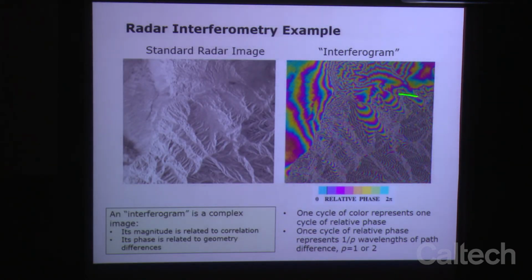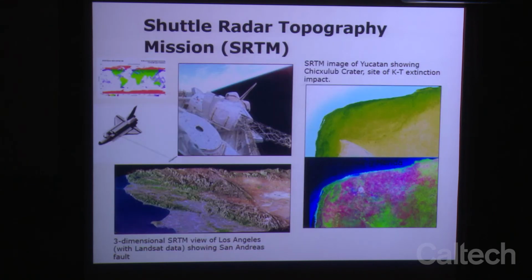It's a standard radar image. This is an interferogram generated from an interferometric radar. So an interferogram has a magnitude that's related to correlation between the two radar waves, and its phase is related to the geometry differences within the scene. And you can use that information if you have two antennas like we did with the SRTM mission, the Shuttle Radar Topography Mission, to collect data from these two antennas, create your interferogram, and then you can generate a digital elevation model.